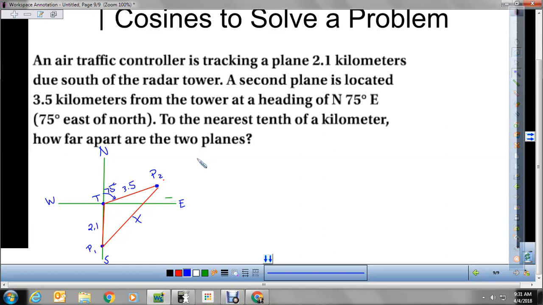To do that, we're going to take 180 minus 75 because these two form a linear pair. And 180 minus 75 is 105 degrees. So this angle right here is 105.